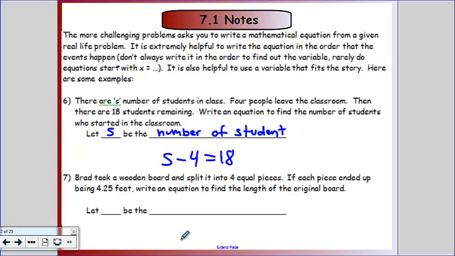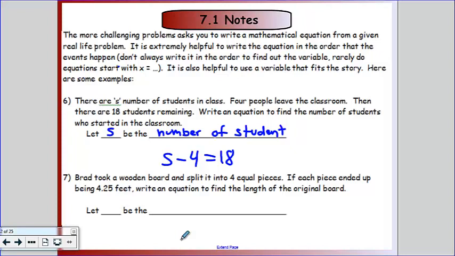Some people will be inclined to write 18 plus 4 equals S. That will lead us to the same example, but it's technically out of order because you don't start with 18. You're actually ending with 18 remaining at the end. So that should come after the equals. You may want to pause the video and try number 7 first. It's kind of similar. It's a little bit more difficult. So it's up to you.